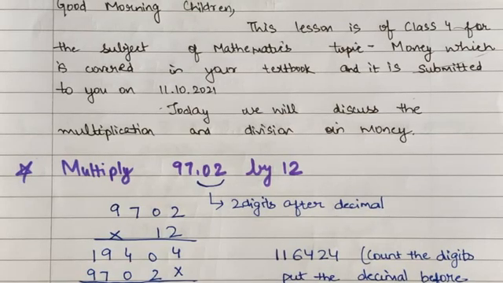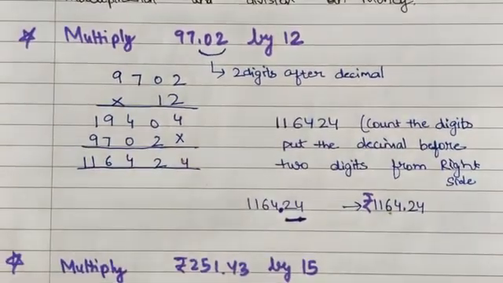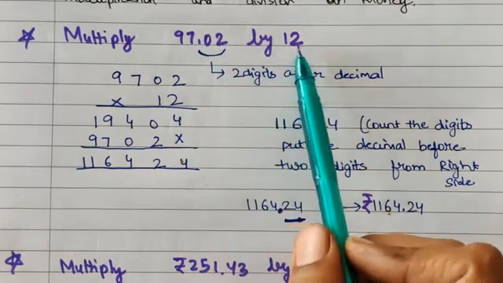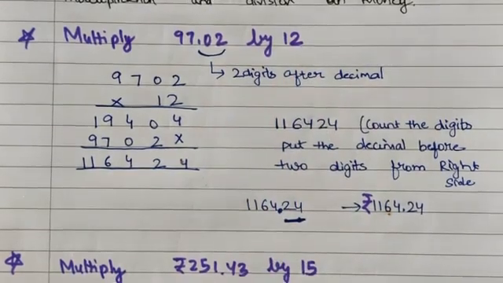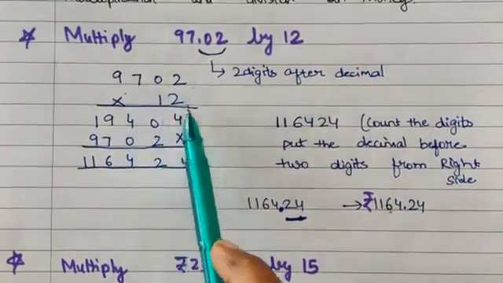Students, today we will discuss the multiplication and the division in money. Let us start with the questions only. We have to multiply 97.02 by 12. First of all, one thing keep in mind, whenever we do multiplication and division with decimals, no need to put the decimal while doing the multiplication. We can ignore the decimal whenever we are multiplying. So simply multiplying 9702 by 12.